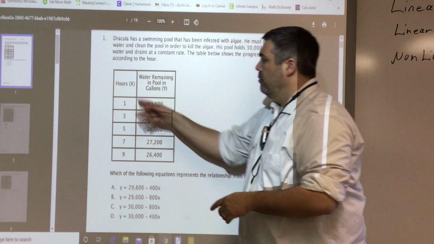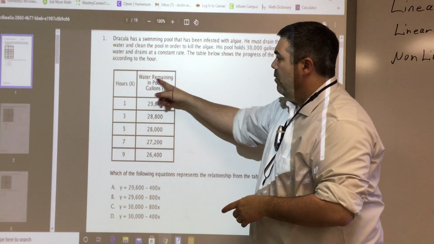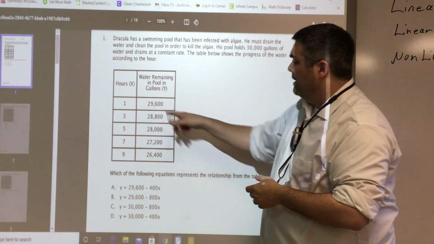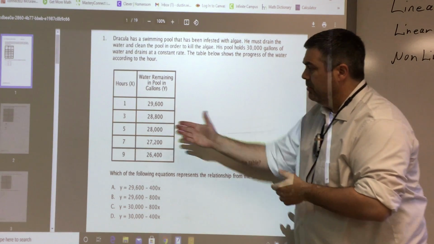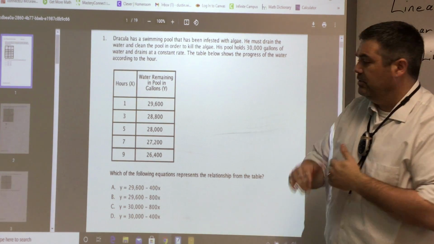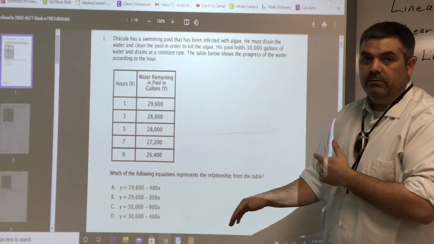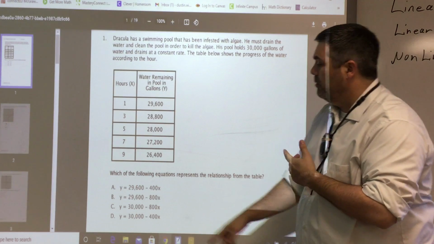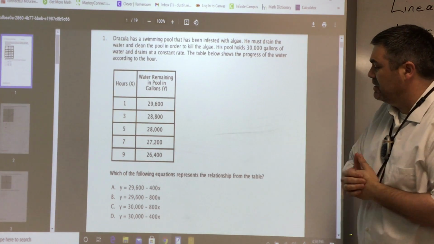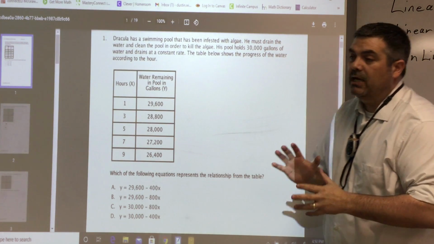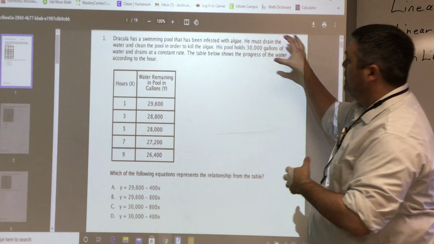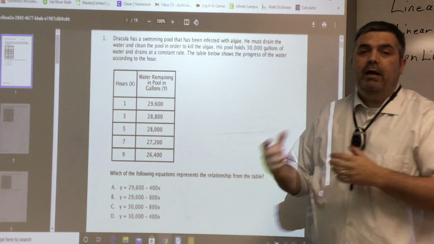And they say, oh, well, after 1 hour, the water remaining in the pool is 29,600. And then they keep going through at 3 hours, at 5 hours, at 7 hours, at 9 hours. And they say, hey, we've got a constant rate of drainage. Then they come down here and say, which of the following equations represents the relationship from the table? So we're taking this table and this paragraph, and we're going to write an equation.